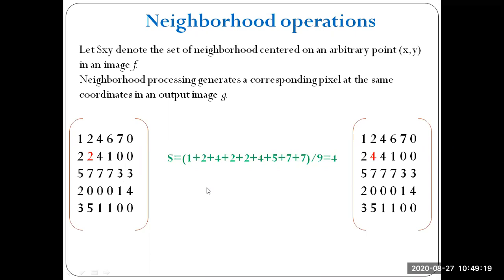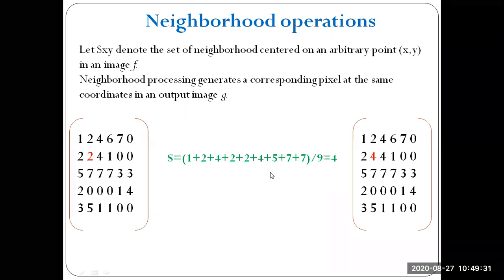So likewise we are changing all these values. If you want to change all these values, you can calculate the neighborhood intensity using neighborhood operations. By using these neighborhood operations you will transform one pixel value to another pixel value.